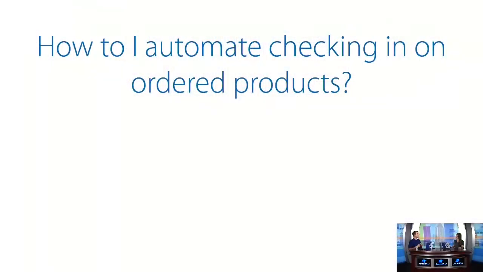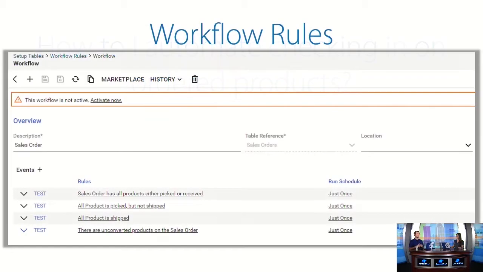So our first question that came in was how do I automate checking in on ordered products? It's great that we're tracking this process in Manage from when we first generate that demand to eventually when we ship them out, but we need to see where they are along the way, and I'd like to see that without having to constantly go back and check every day or so. So there is something we can do, and it's going to be through using workflow rules. We can actually use workflow rules to track this all the way through.